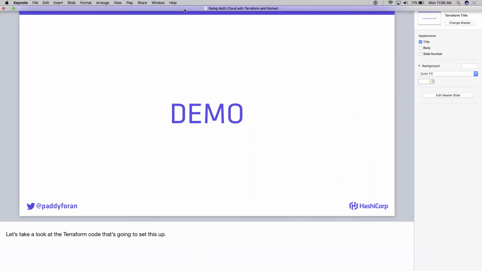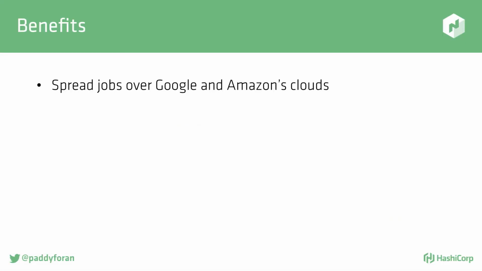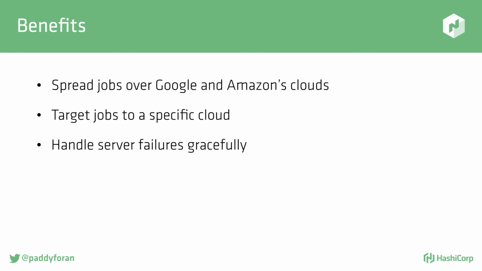So let's go back here, and we're going to run our show again. We can spread jobs over Google and Amazon's cloud, all from our Bastion instance. We can target jobs to a specific cloud. We can handle server failures gracefully. I didn't demo it, but if I delete one of those servers, the instance group manager spins it right back up because it's told I want 3 servers.